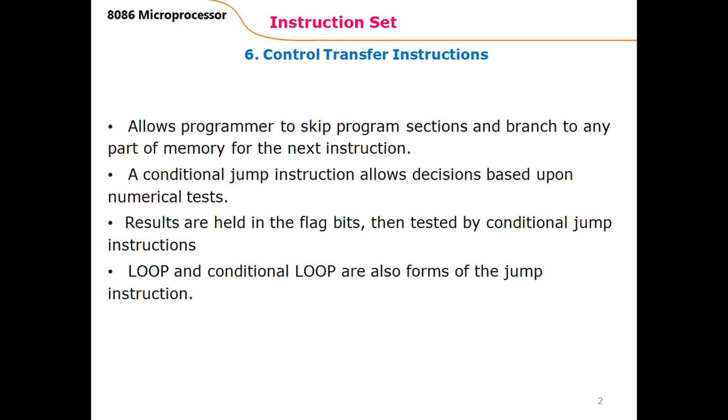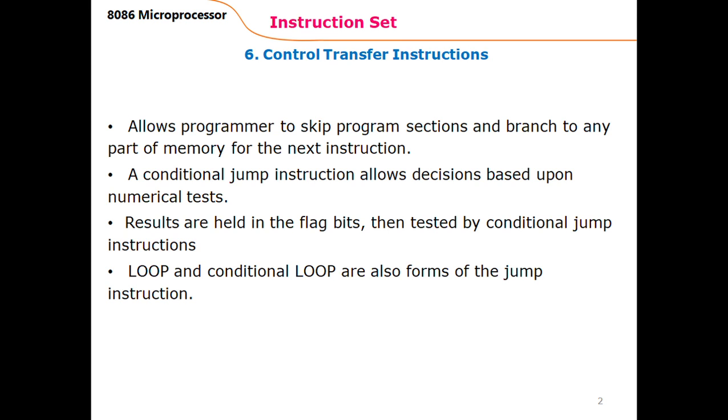But control transfer instructions disturb the sequential flow of execution and instead allow the program control to jump to another place in the program and to execute instructions from a different part of the program, while skipping instructions that would otherwise be executed if it followed a sequential pattern.